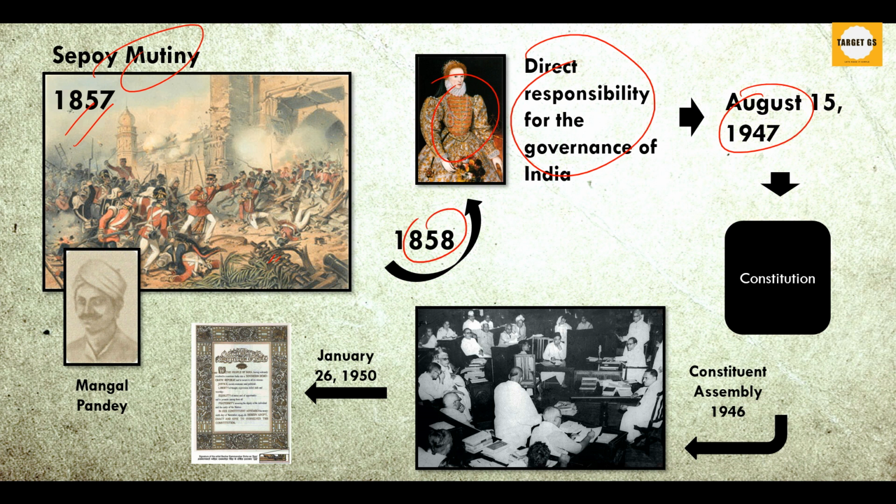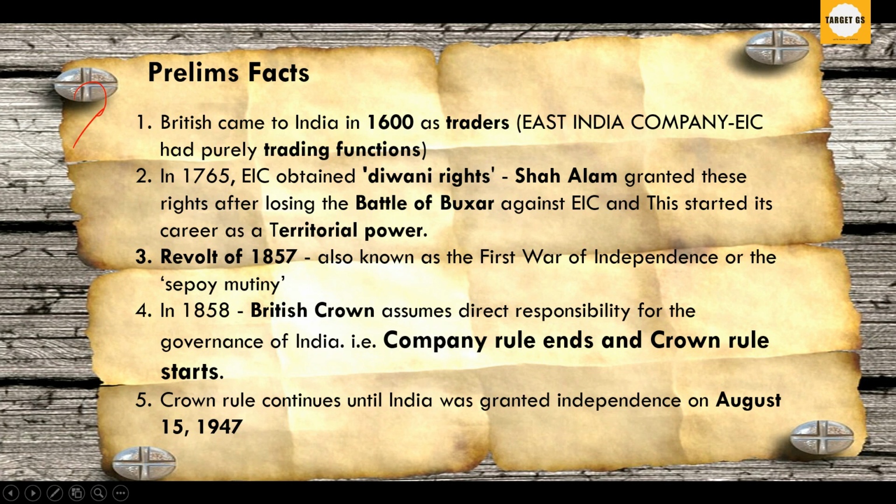And after independence, there was a need for a constitution. And as suggested by M.N. Roy, in the year 1934, a Constituent Assembly for this purpose was formed. And on January 26, 1950, the Constitution came into effect. And these are some of the facts that are important from a prelims perspective.